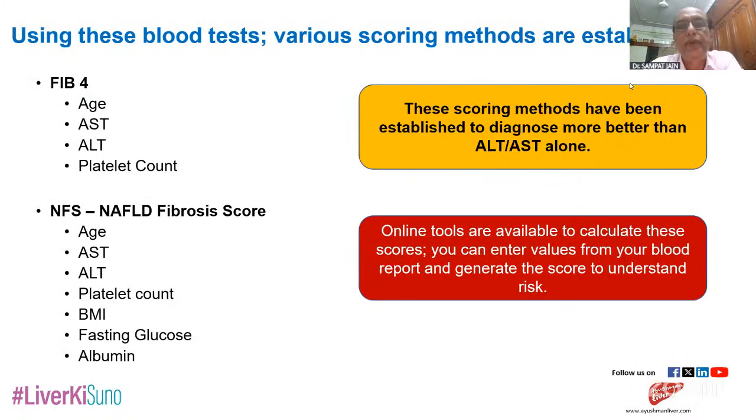Using these blood tests and various scoring methods, we can establish scores like FIB-4 or the NFS, NAFLD fibrosis score, which are commonly used and easily available online. You can calculate these scores by putting in the values. In FIB-4, we need 4 values: the age of the patient, AST, ALT, and platelet count. These scoring methods have been established to diagnose better than ALT or AST alone. In the NAFLD fibrosis score, 3 more values are included: the BMI, fasting blood sugar, and albumin.